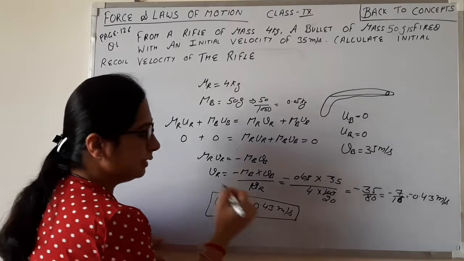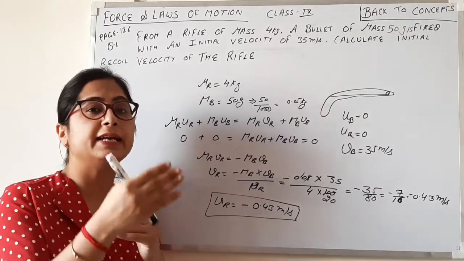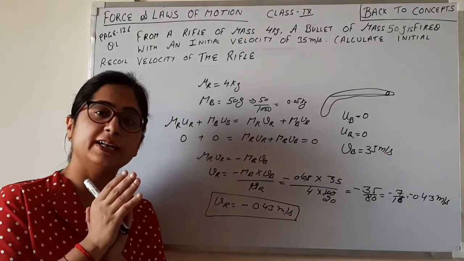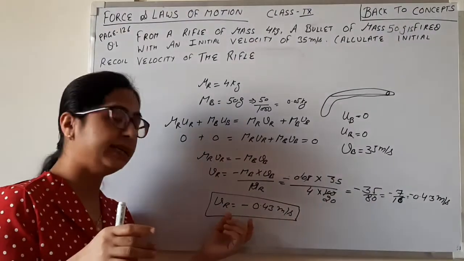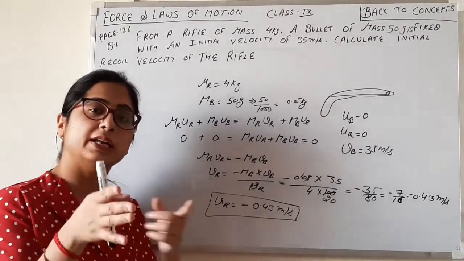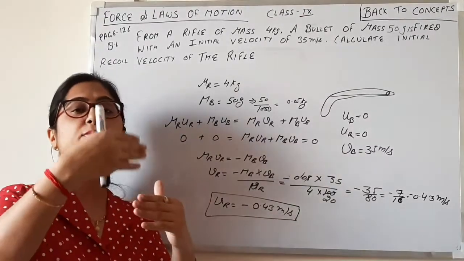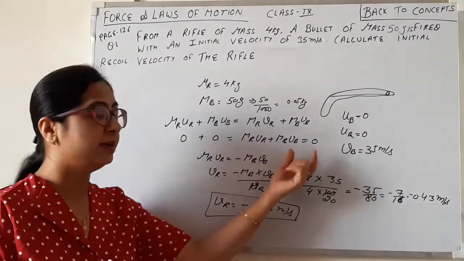What does the minus indicate here? The minus sign means negative direction. Here the bullet's direction is in the forward direction and the gun recoils in the backward direction. So the negative sign just shows the recoil of the gun, which is moving backward, while the bullet is moving forward. So that's why the total momentum becomes 0.